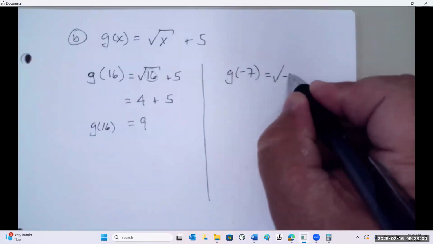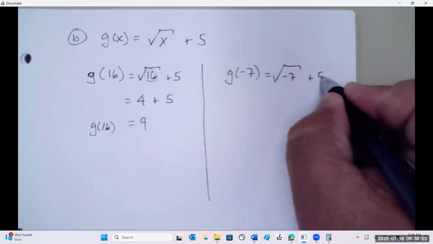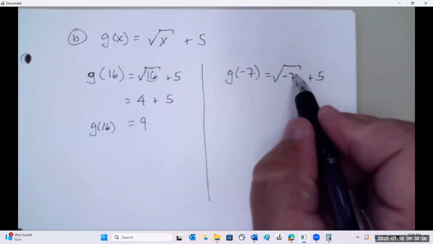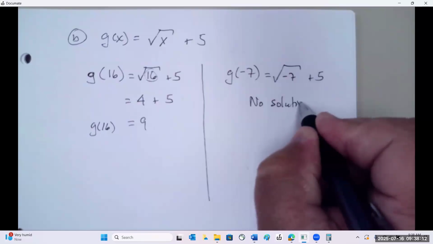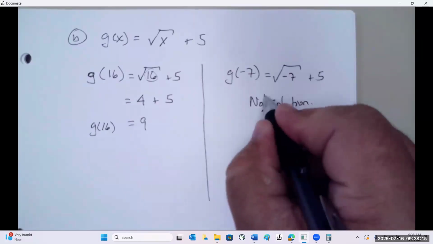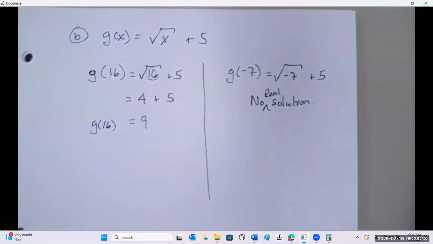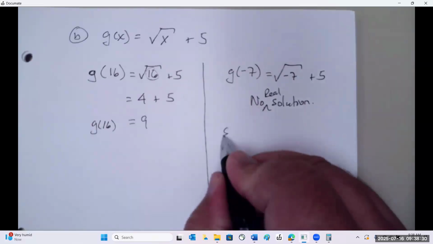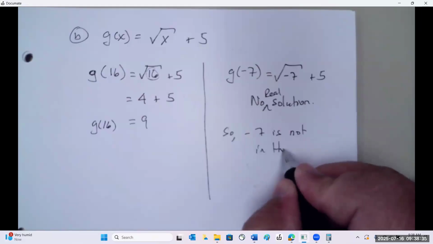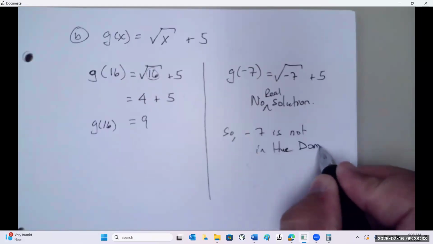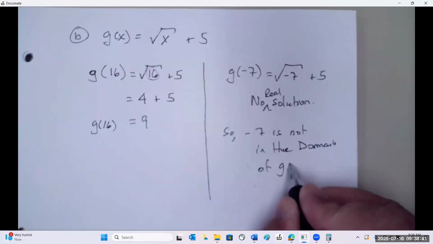G of negative 7. So we put negative 7 inside there. We learned last time that we cannot take it because no two numbers multiplied together will give you a negative number. Actually, I should put in here no real solution, because we will find out later on that we will have a solution, but it's not real. In chapter 3, we're going to find out imaginary numbers. So negative 7 is not in the domain of G of x.